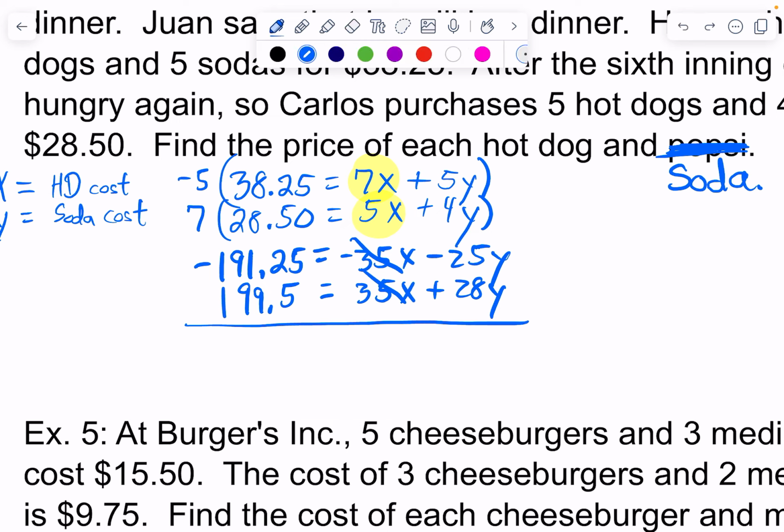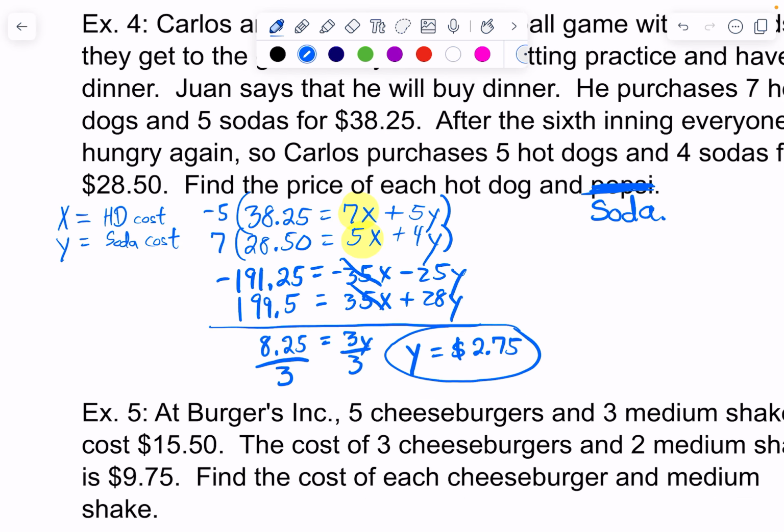And I noticed that that was way too large. I knew I had done something wrong. So I just looked at my equation again, looked at my calculations, and realized that I just made a simple error. So now let's fix that. And now let's go ahead and do this properly. And y is 2.75. $2.75 for every soda. Sorry about that error, but at the same time, that's going to happen in real life. So it's a good lesson.